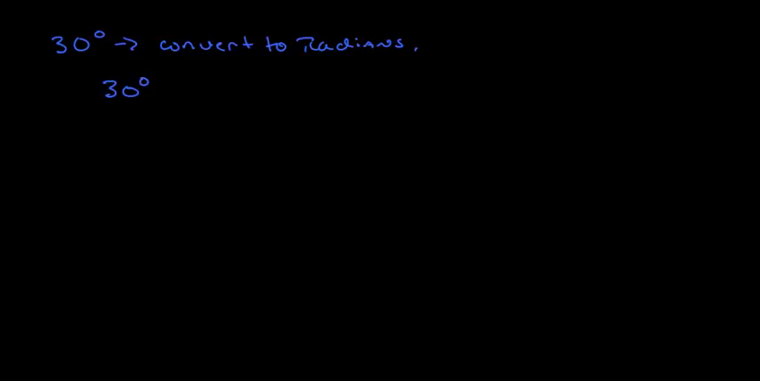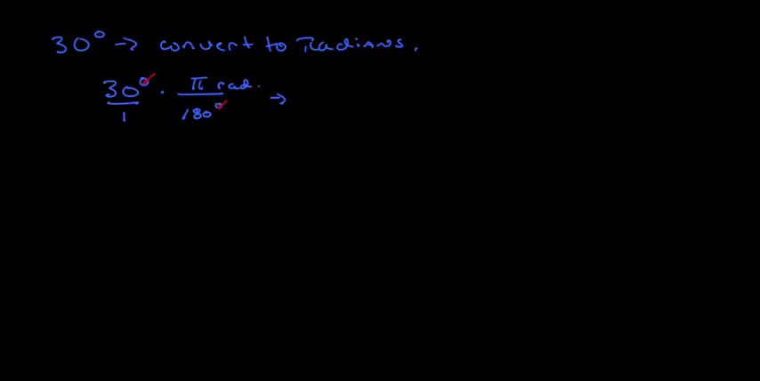So we have 30 degrees. We want to multiply it by something over a degree. We want to have radians on top and degrees on the bottom. So we know that there are 180 degrees in pi radians. Now, this degree and this degree cancel because we have one on the top and one on the bottom. Remember that 30 can be put over 1.